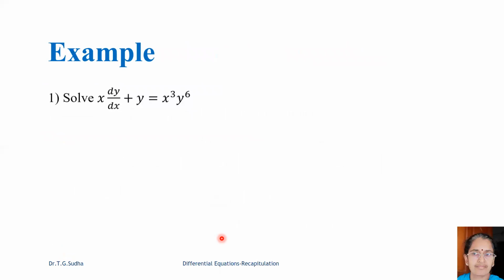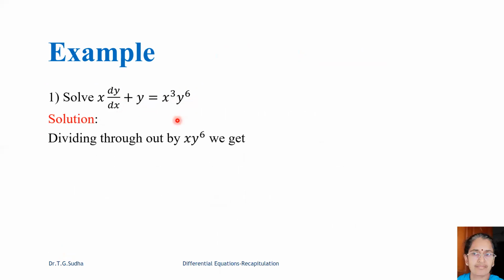Now let us see one example. Solve x dy by dx plus y equal to x cube y power 6. So first let us bring this to the standard form by dividing throughout by x y to the power of 6. Why x y to the power of 6?